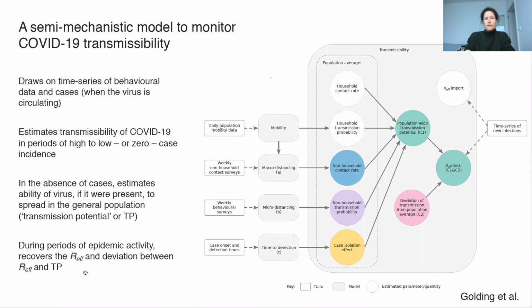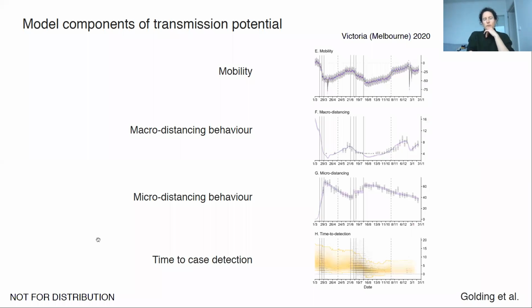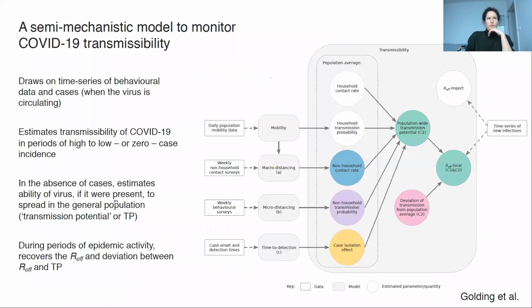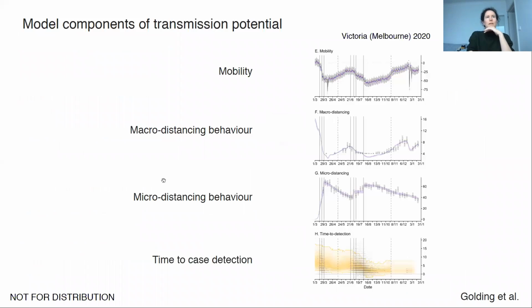But then during periods of epidemic activity, we can measure the deviation between the effective reproduction number and the transmission potential, which is shown here in pink, which has provided us with additional epidemiological insight, which I'll get to in a second. So this is an example of time series estimates of each of those components of this metric that we call transmission potential, or TP. And this is for Victoria through 2020.